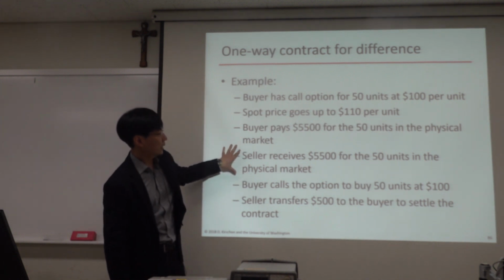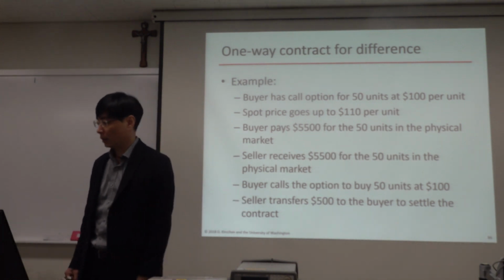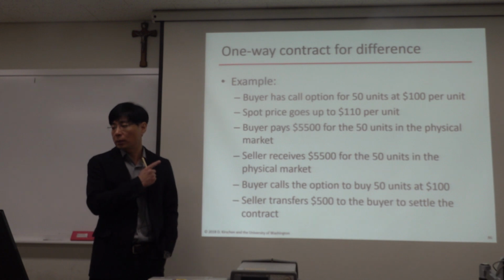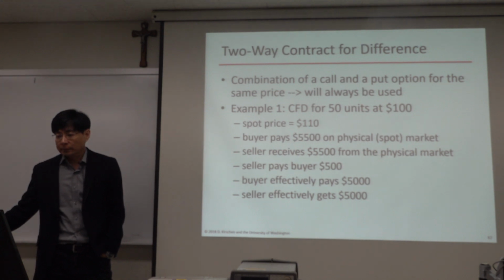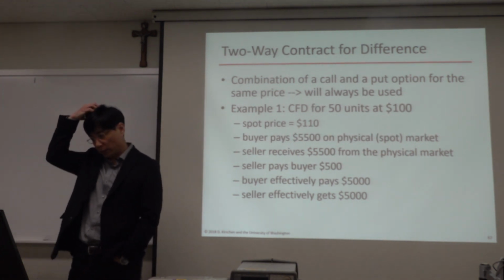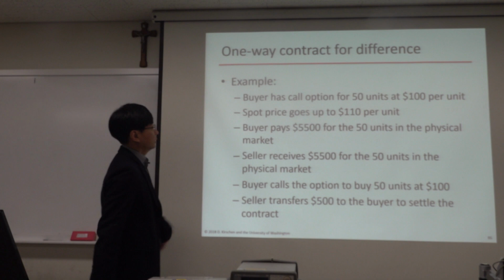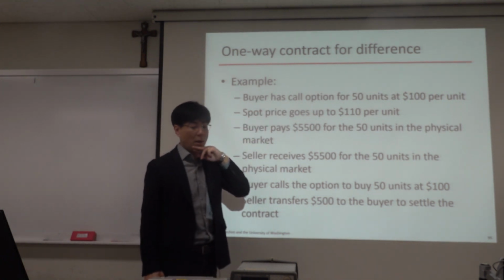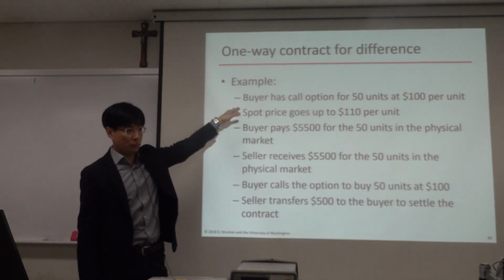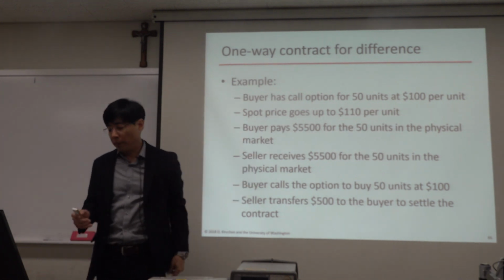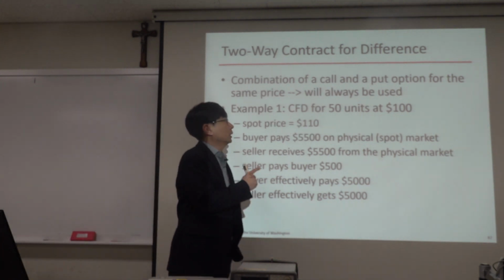So we have an intermediate step because of the physical delivery, but logically or financially, we can have this kind of option. This is called a one-way contract for difference. A two-way contract for difference is different: in the one-way case, the buyer may not want to exercise its call option if that is not beneficial. But the two-way contract for difference is a combination of call option and put option at the same time.